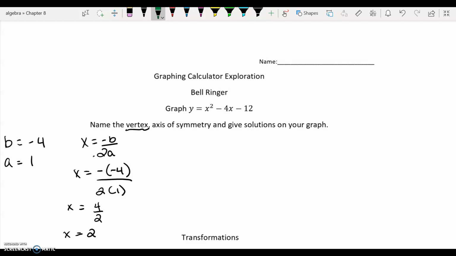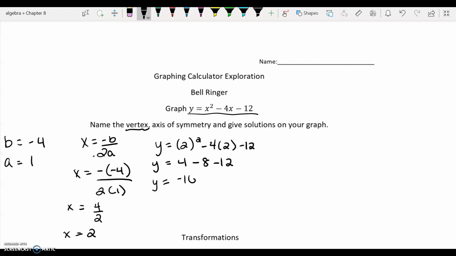To find the y value, I need to plug that back in to my equation for the x's. So I'm going to say y equals 2 squared minus 4 times 2 minus 12, and I'm going to solve it. I get 4 minus 8 minus 12. You get a -16. So my vertex is (2, -16). So hopefully we remember how to do that.